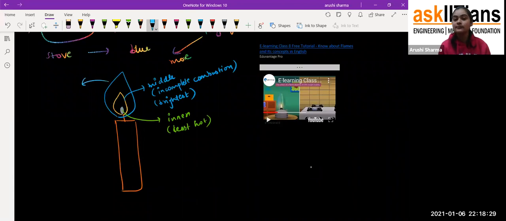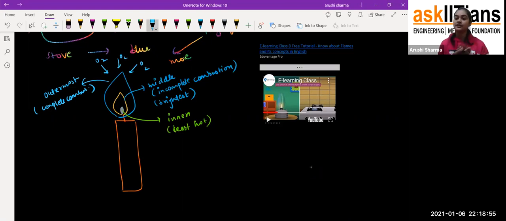And the outermost part, due to its complete combustion, or you can say that there is a proper supply of oxygen at that point. You can see that there is no cover here, so the oxygen is supplied from each and every part, so it is undergoing complete combustion, due to which it is showing the blue color.